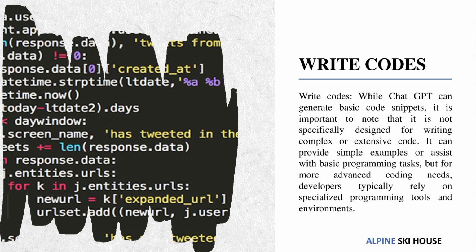Write codes. While ChatGPT can generate basic code snippets, it is important to note that it is not specifically designed for writing complex or extensive code. It can provide simple examples or assist with basic programming tasks, but for more advanced coding needs, developers typically rely on specialized programming tools and environments.